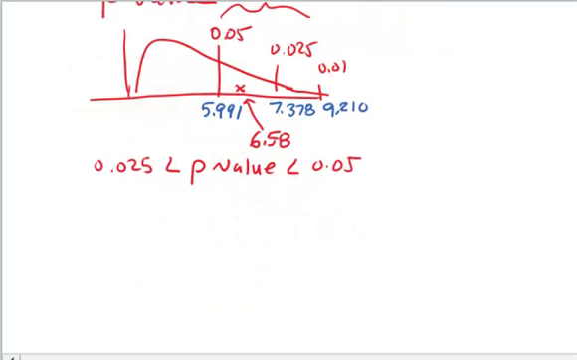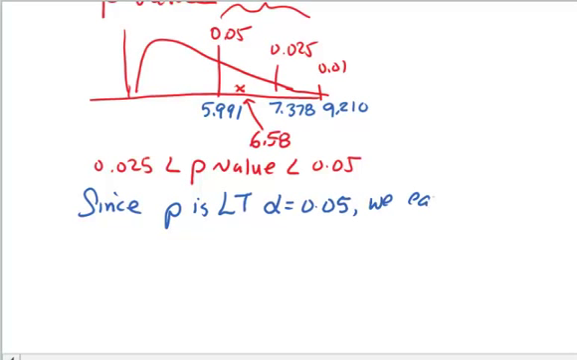Since the p-value that we just calculated is less than our significance level alpha of 0.05, we can now reject the null hypothesis and accept the alternate hypothesis.